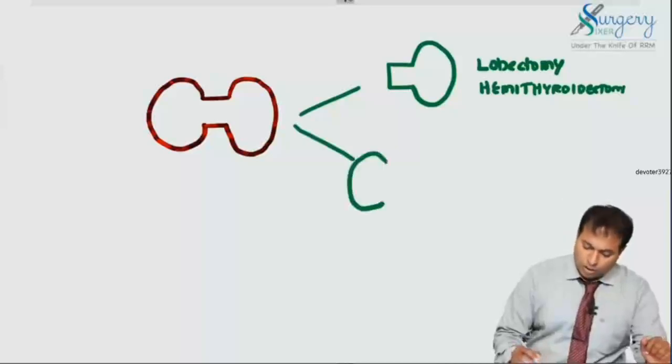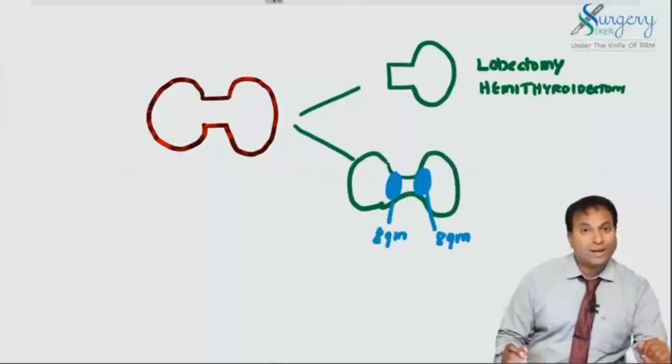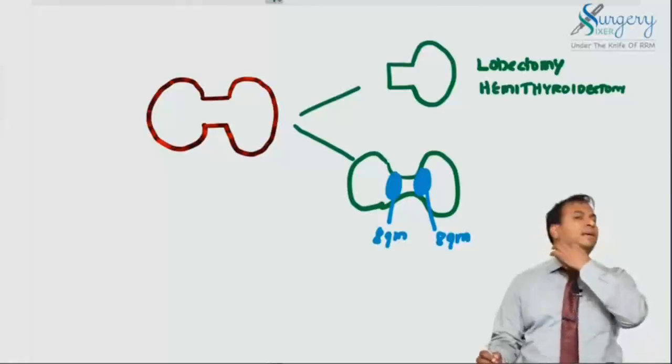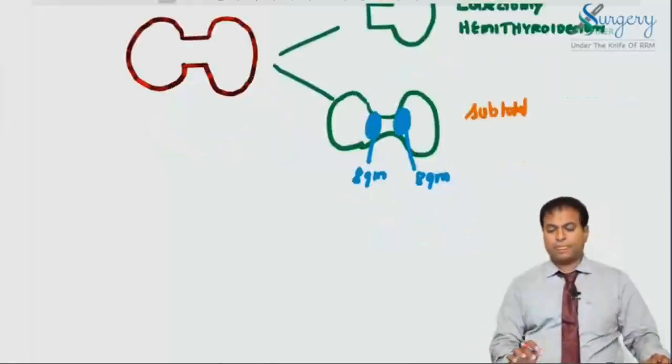Removing both lobes, but leaving some tissue on both sides, around 8 gram on the right side and around 8 gram on the left side in the tracheoesophageal region. What is this thyroidectomy known as? This is known as subtotal thyroidectomy.